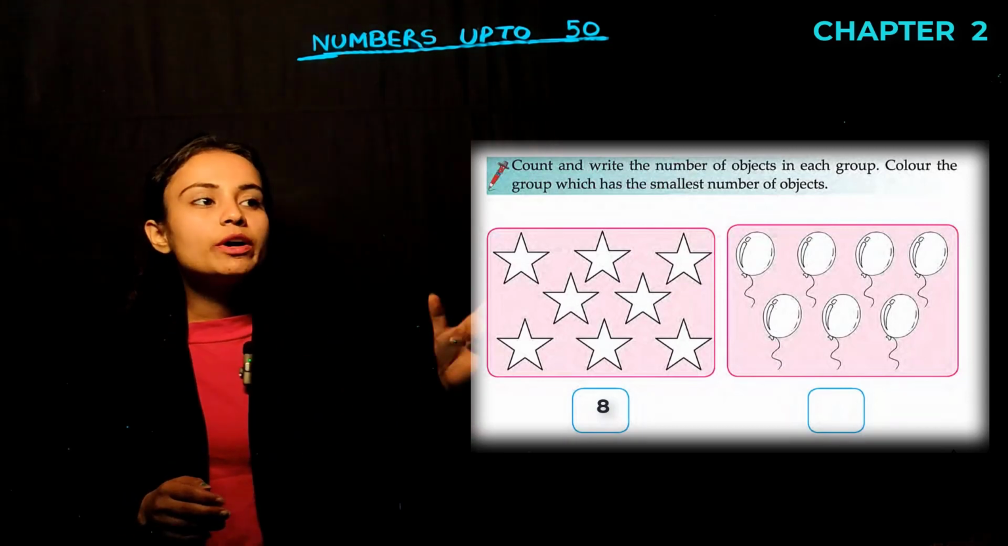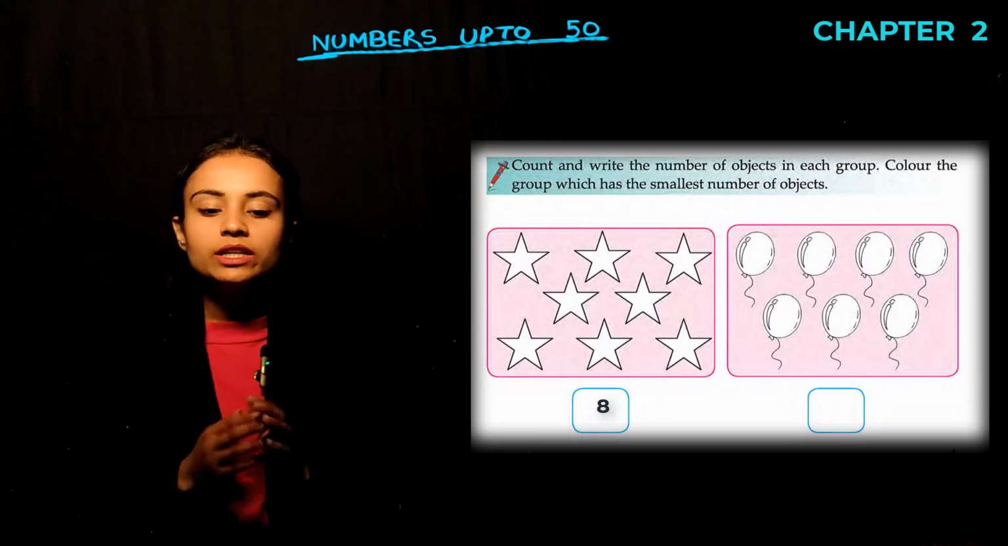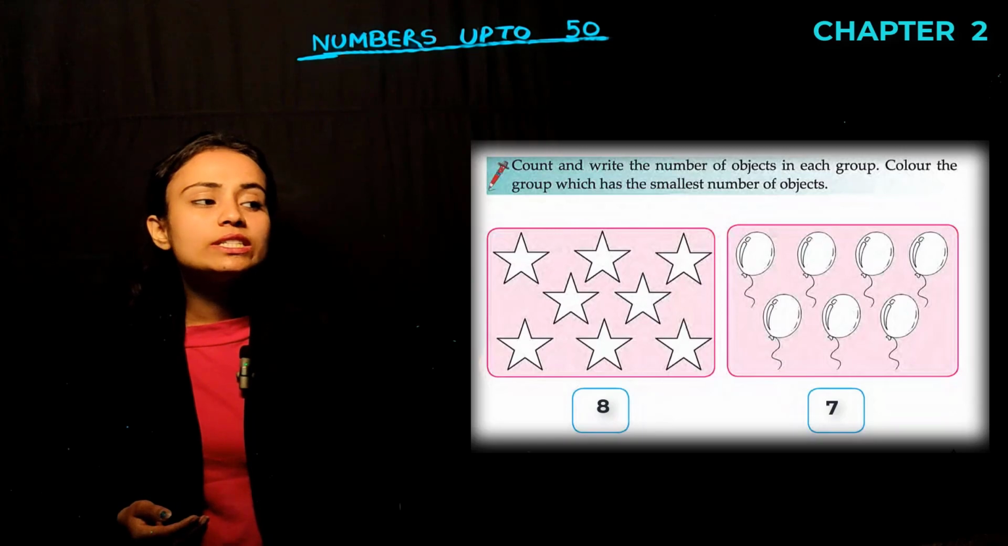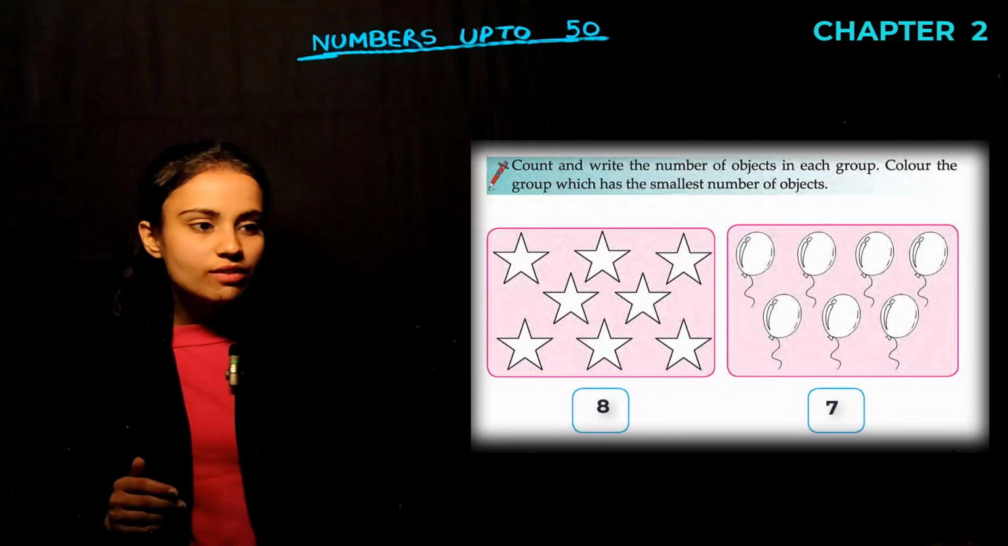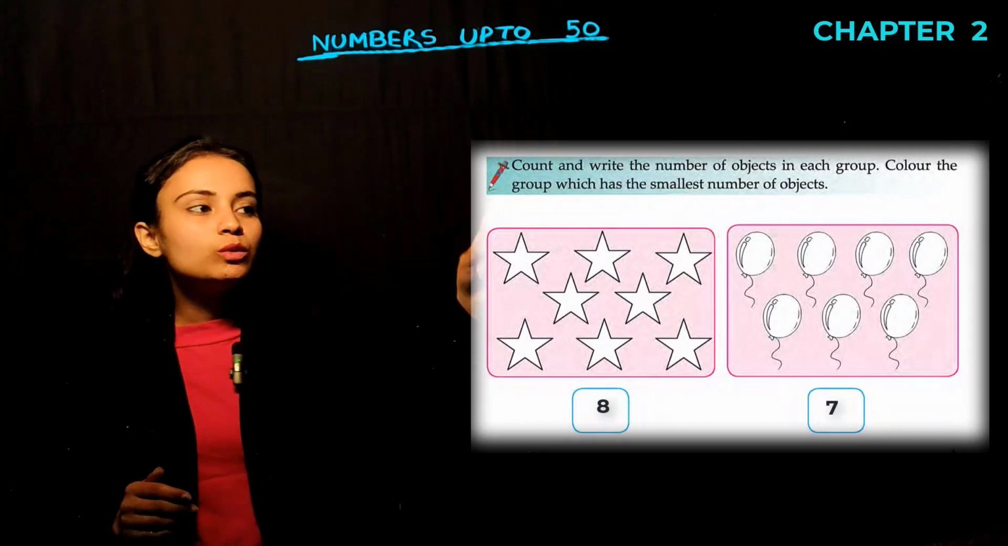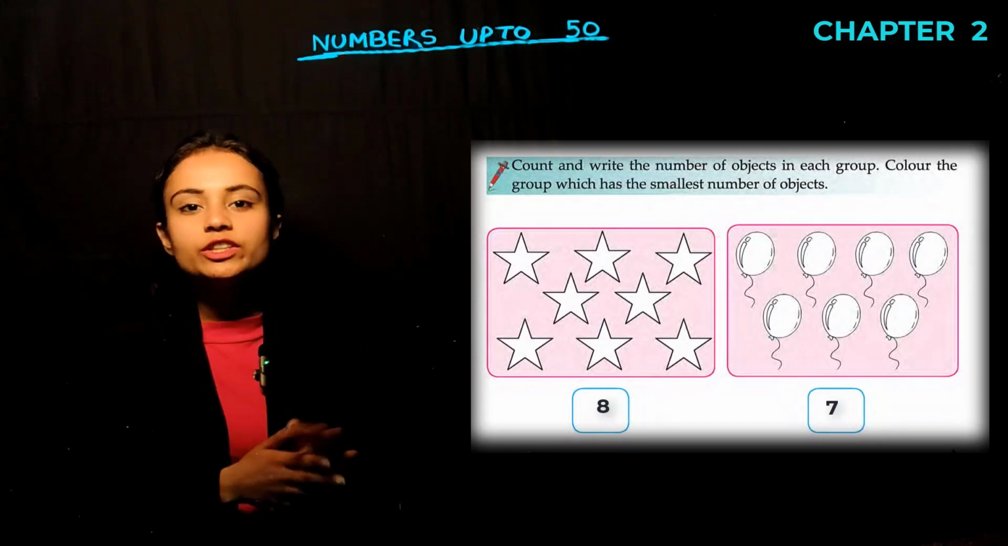Now let's count the number of balloons. So let's count together, kids. 1, 2, 3, 4, 5, 6, 7. Here are a total of 7 balloons. Now since 7 is less than 8, we'll color the balloons. So you can color them colorful with your favorite crayons.